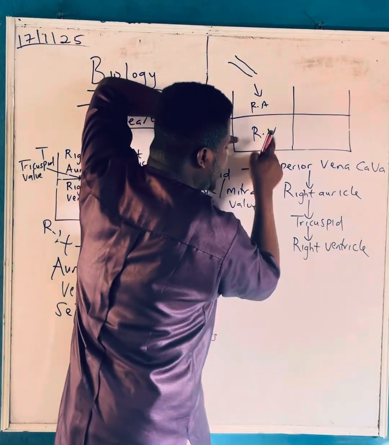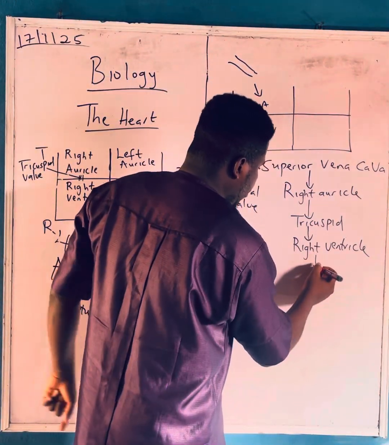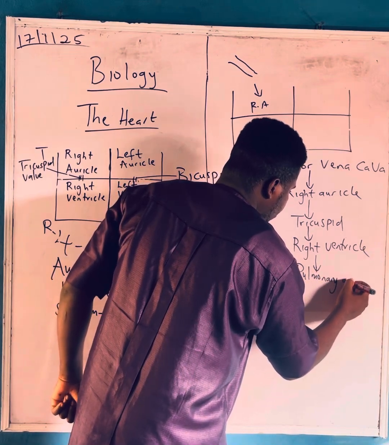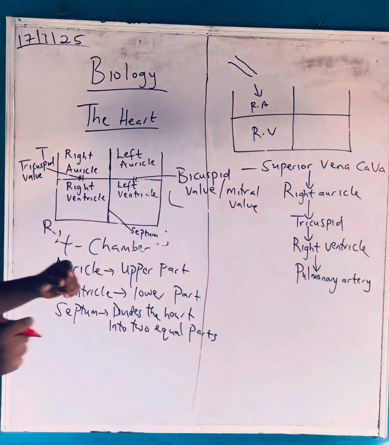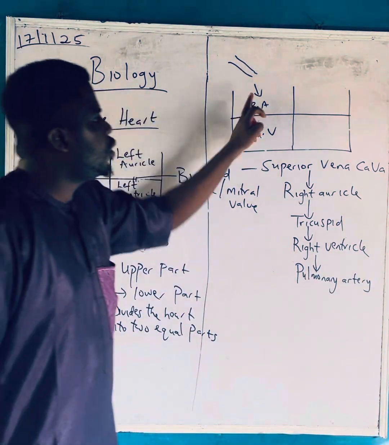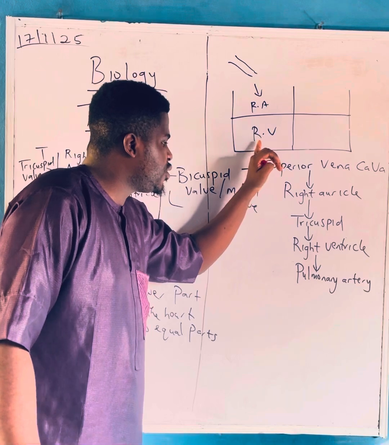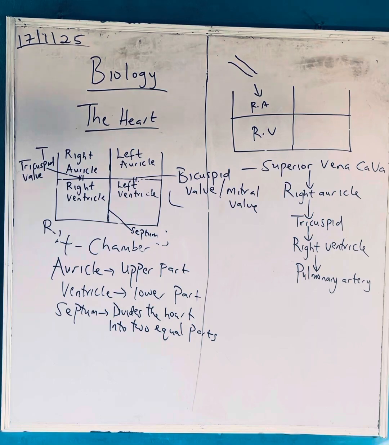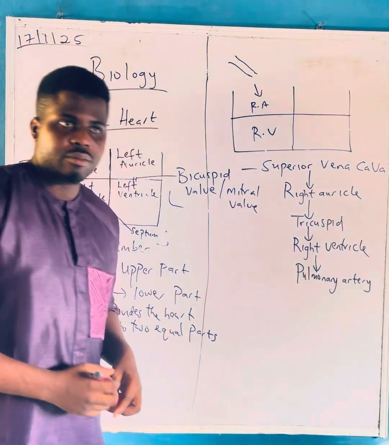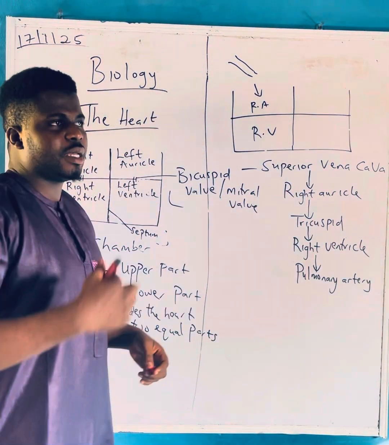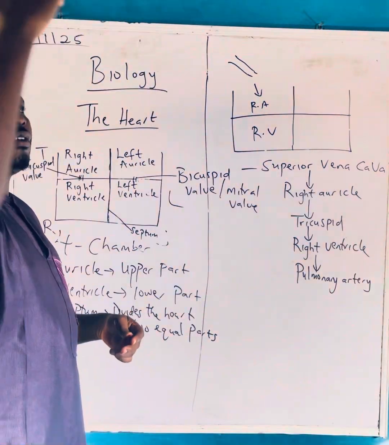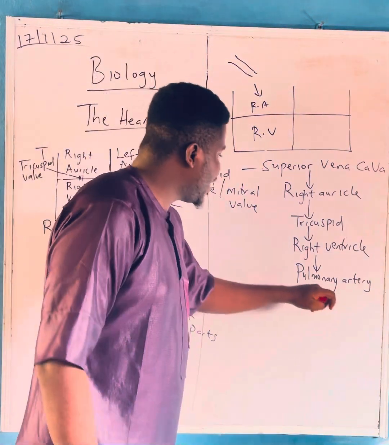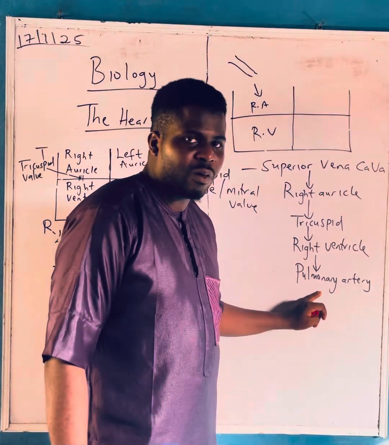The blood will move from the right ventricle to the pulmonary artery. Then it now gets oxygenated in the lung. When I'm talking about the respiratory system, I'll talk about how the lung works and the function of the alveoli, but not now. It now gets oxygenated inside the lung.